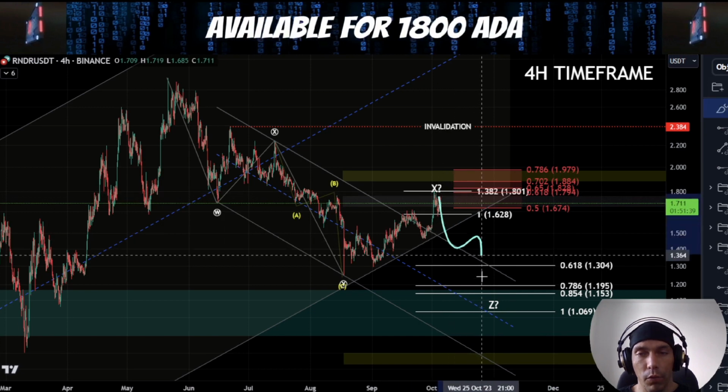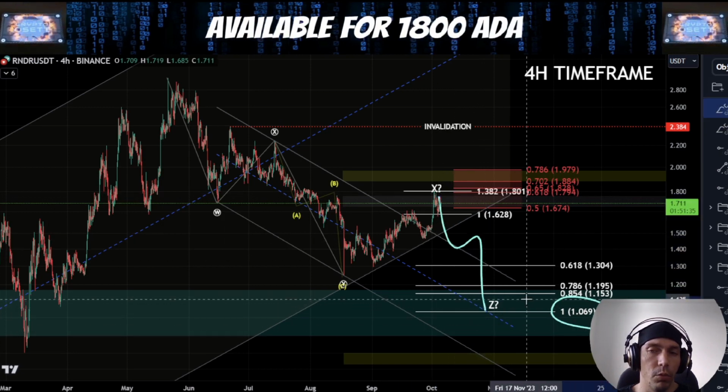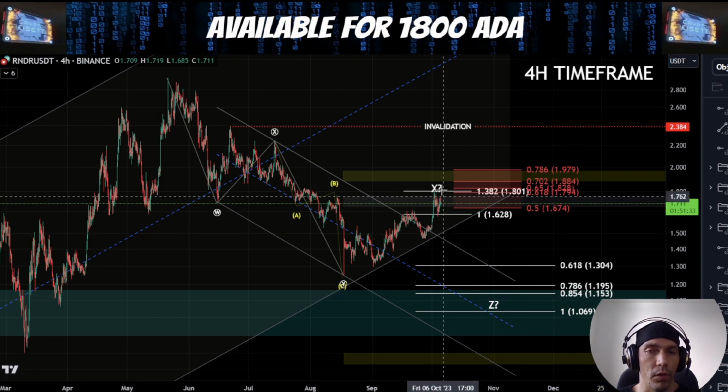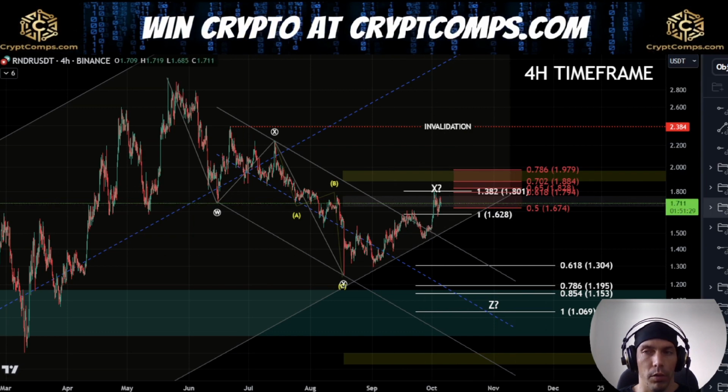Alternatively, we could look to move through this level, come back into the central trend line here, which is sitting towards this 106. Obviously, this depends on how long these moves take to play out, but these are some of the things that I'm looking for within this idea.